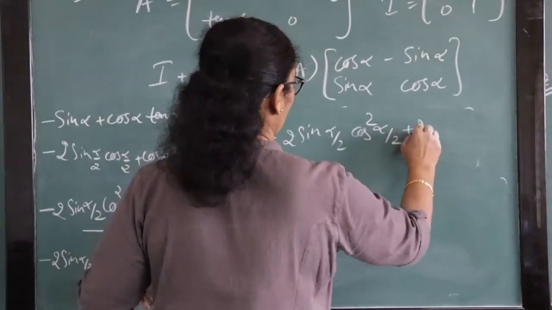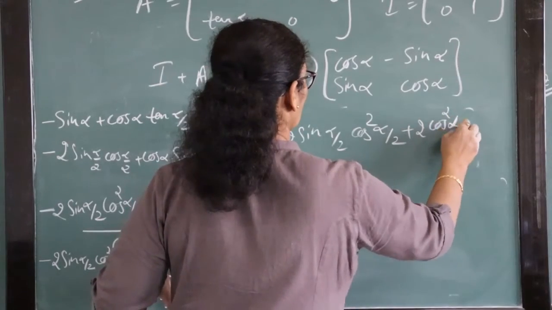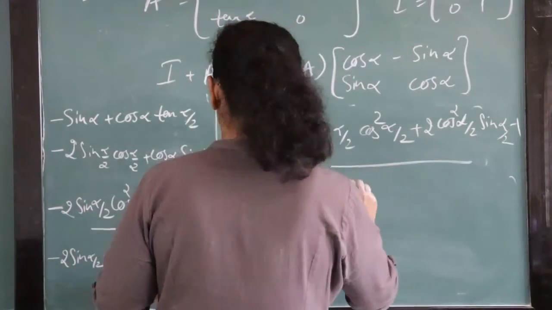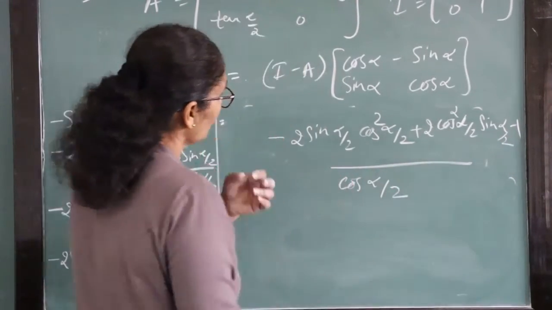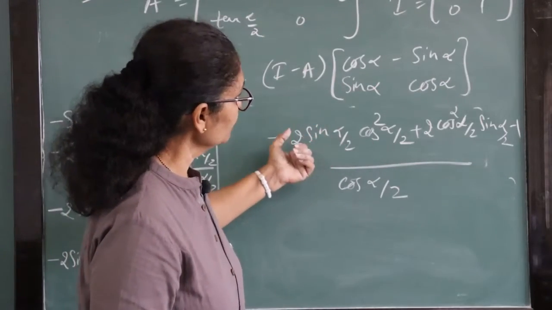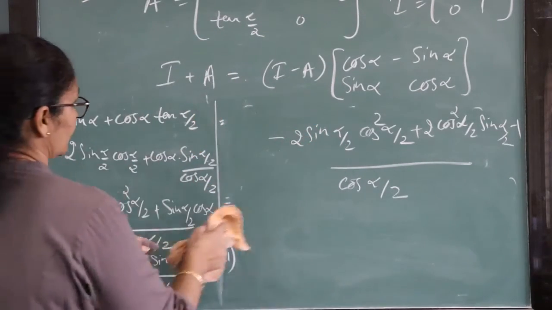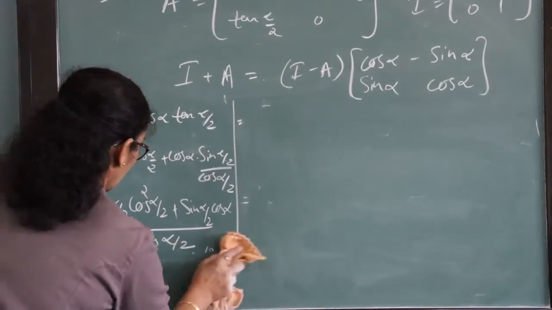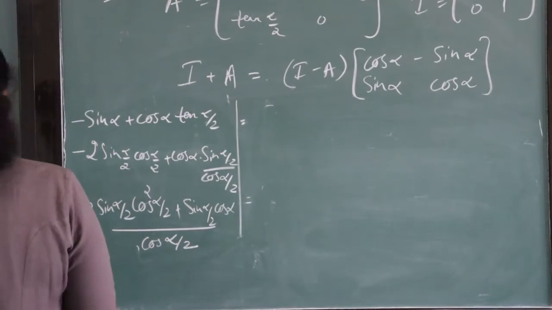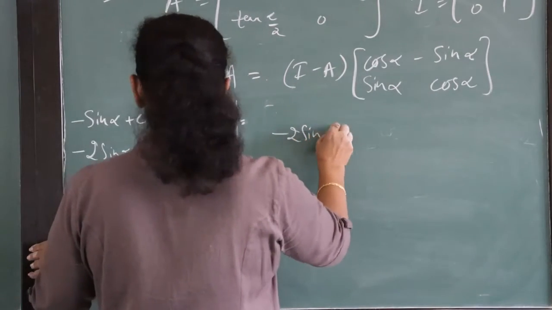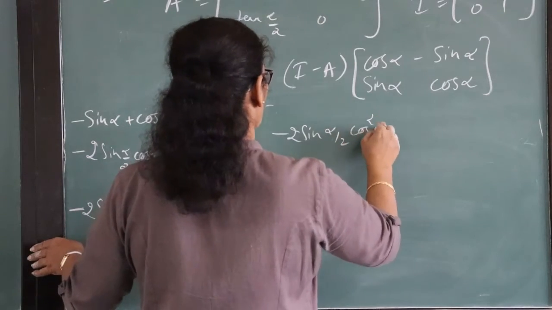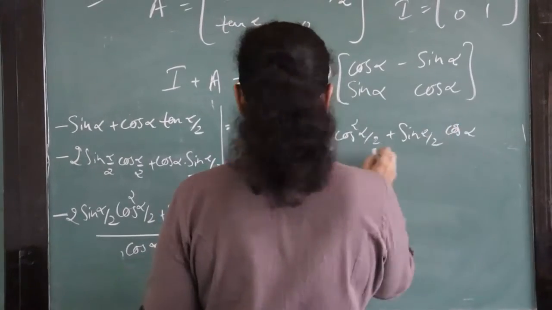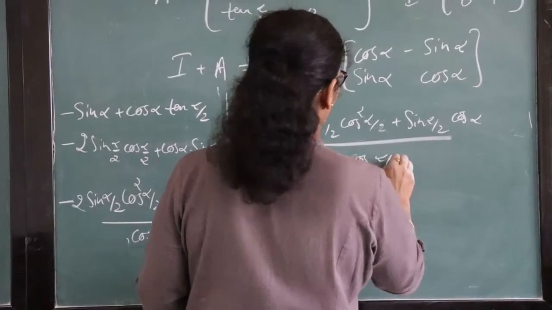Now let's open this bracket. 2 cos square alpha by 2 into sine alpha by 2 minus 1 upon cos alpha by 2. Now we can take cos square common either. Okay, I write it again to make it clearer to you from this step only. Minus 2 sine alpha by 2 into cos square alpha by 2 plus sine alpha by 2 into cos alpha upon cos alpha by 2.